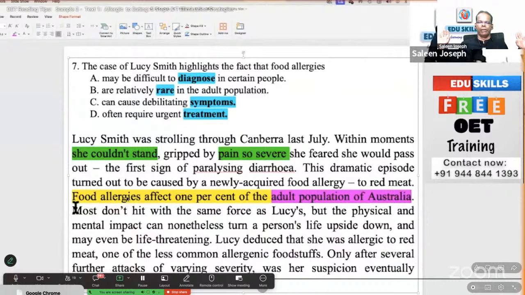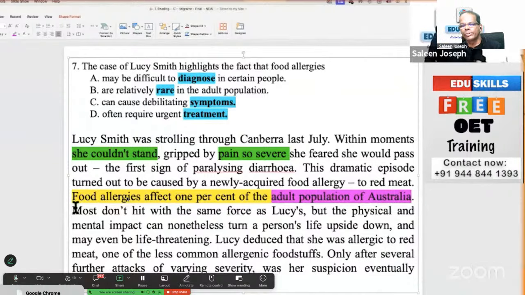You are confirmed. Try a direct answer: food allergies affect 1% of the adult population of Australia; food allergies are relatively rare in the adult population. You are sure that's the answer, but in the examination also that happens. Then you say the exam was easy, but I got a very low score, I was depressed. Unless you know these tricks, these strategies, these tips, it's going to be very terrible.